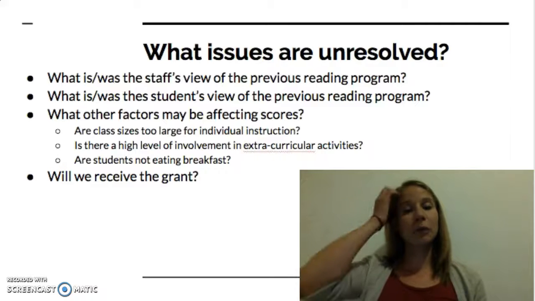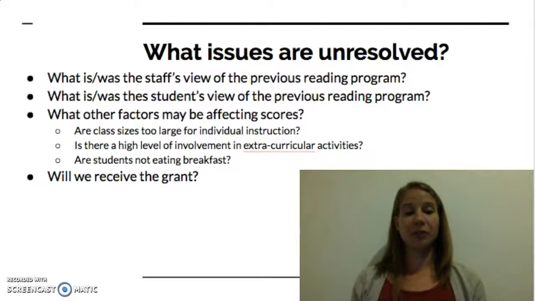Second, what is or what was the students' view of the previous reading program? Did they just find the books boring and not challenging? Were the worksheets not beneficial? What exactly were their thoughts?